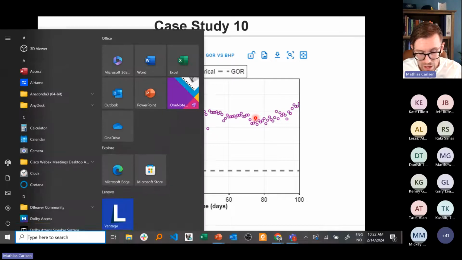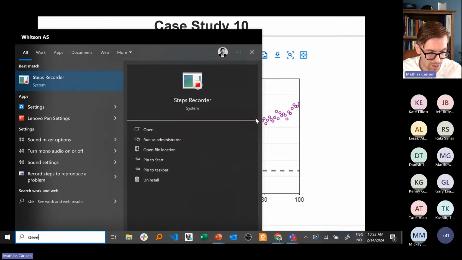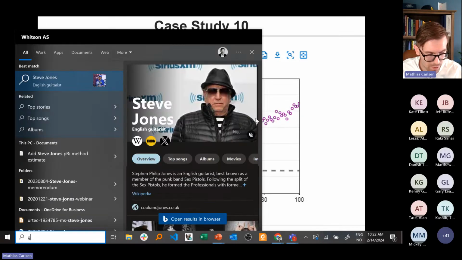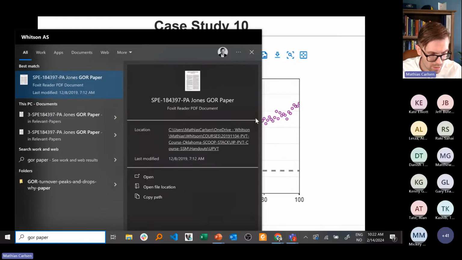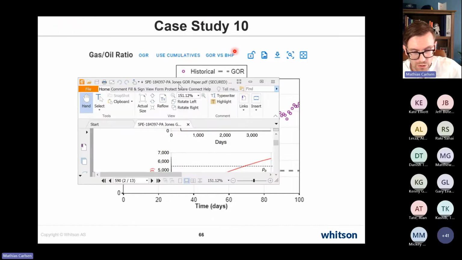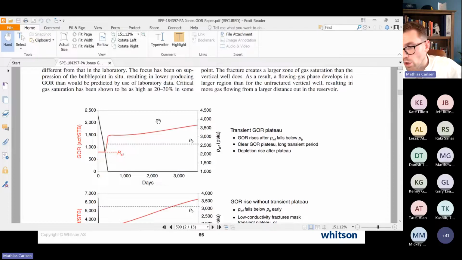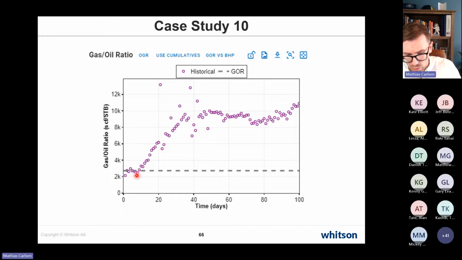plateau. And if you haven't read it, Steve Jones has a GOR paper that really goes into how GOR performance can be used from a well performance perspective as well. This is kind of the 101 plot. Hit saturation pressure, boom, and here it's infinitely conductive. It reaches a transient plateau where the GOR is essentially flat, just at a different level, as long as the bottomhole pressure is flat, which is very similar to what we're looking at here.